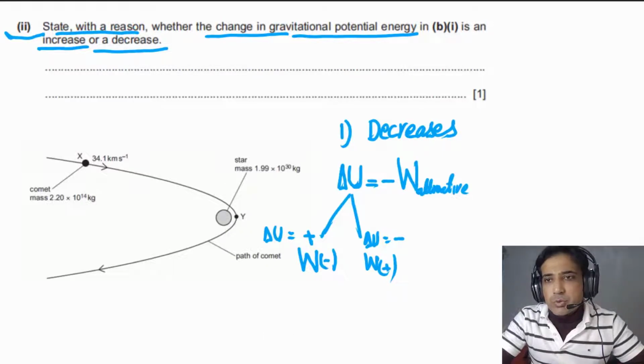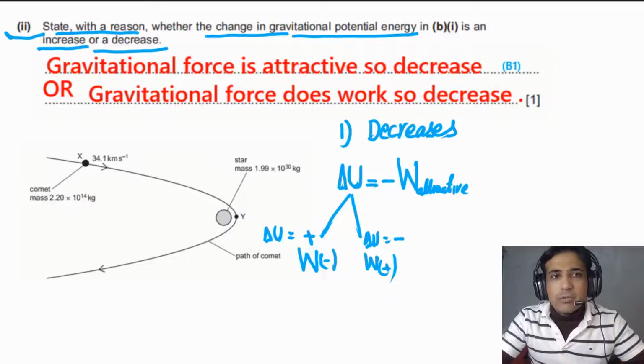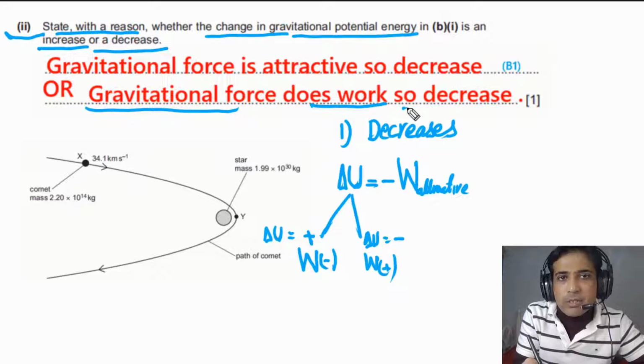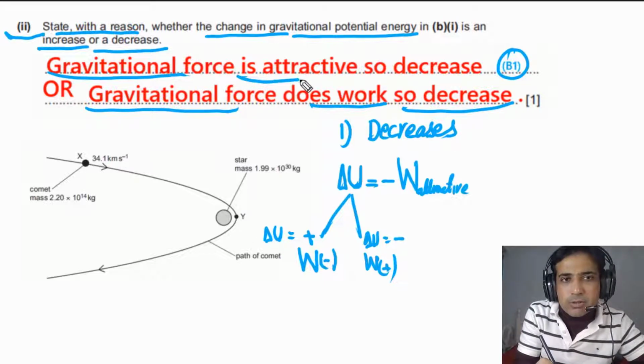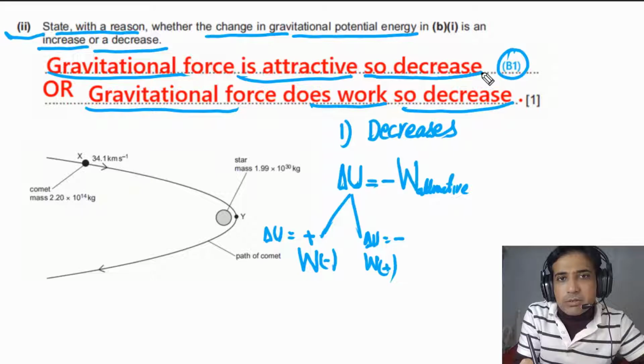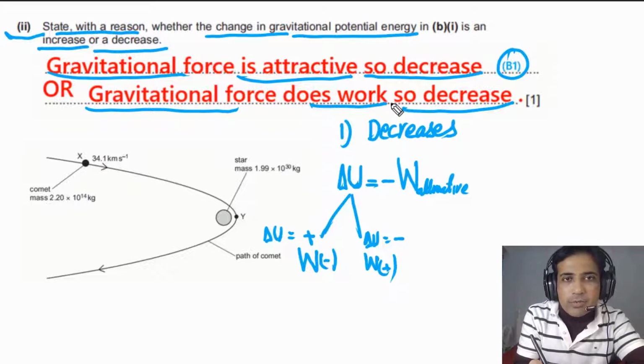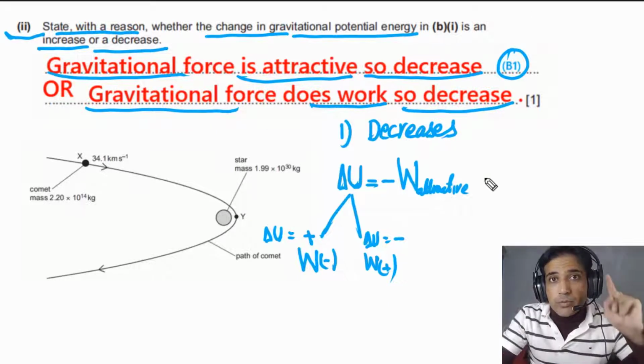Let me show you how you can write down your answer. This is how you can write down your answer. You can say gravitational force in this case is doing positive work, so GPE decreases. And this question has only 1 mark. If you write down this point, you will get 1 mark. Now simply you can say, as gravitational force is an attractive force, so GPE decreases. You will also get 1 mark. If you write down the first or the second reasoning, you will get 1 mark. Very important point you need to understand: if work done by an attractive force is positive, the change in GPE, or change in potential energy, will be negative.